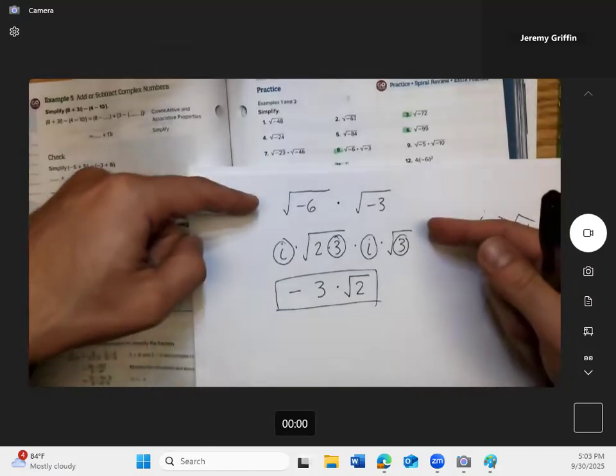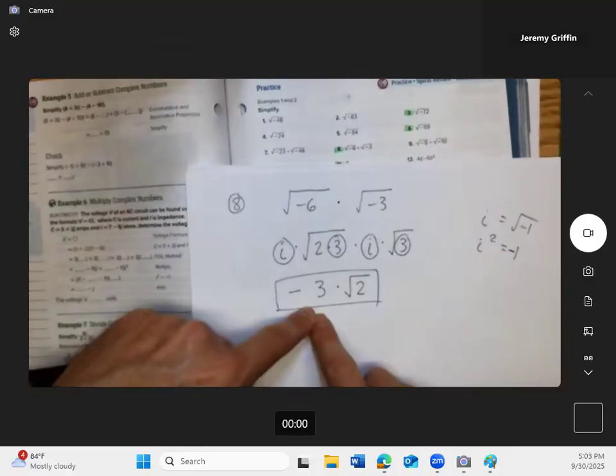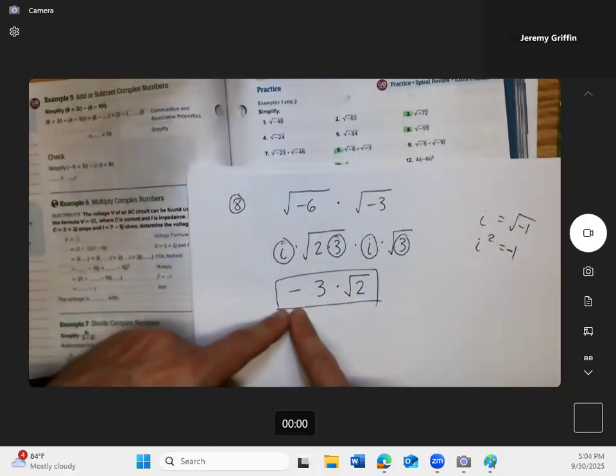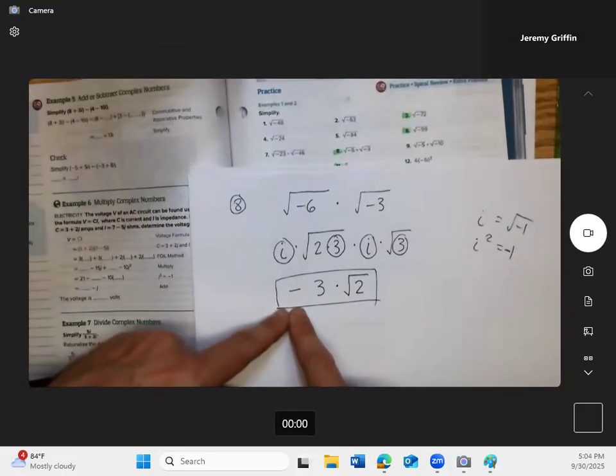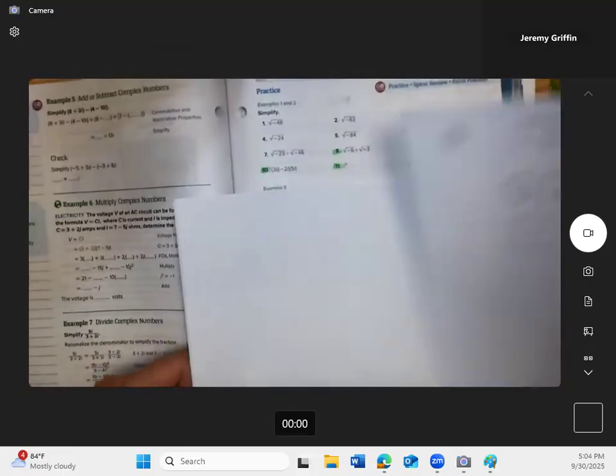Let's go through that again. 6 is 3 times 2. Combine it with this 3. Pull the 3 out. Negative 1, negative 1. Square root squared. 3's out. Negative. And then I still got a square root of 2. Okay, number 10.